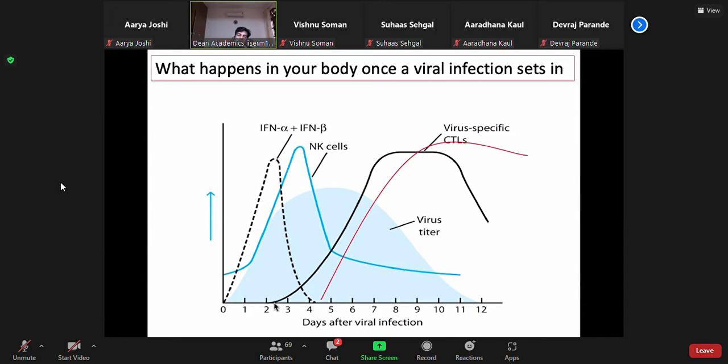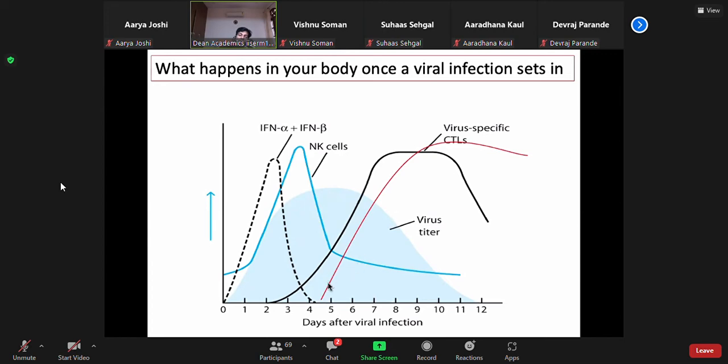So you activate these cells, following activation, they proliferate, they divide, and they expand in number, as is shown by this upward curve with the black line, right? And now with the expansion of these antigen-specific or virus-specific cytotoxic T cells, you also try to control the growth of virus, right? And later on, this red line shows the level of your antibody response.